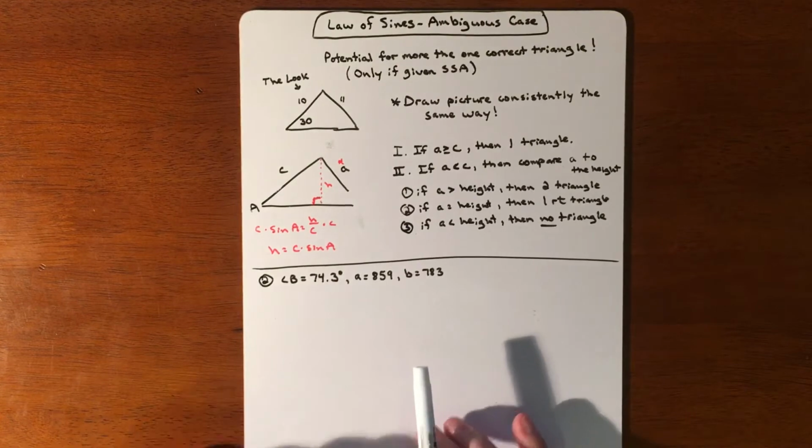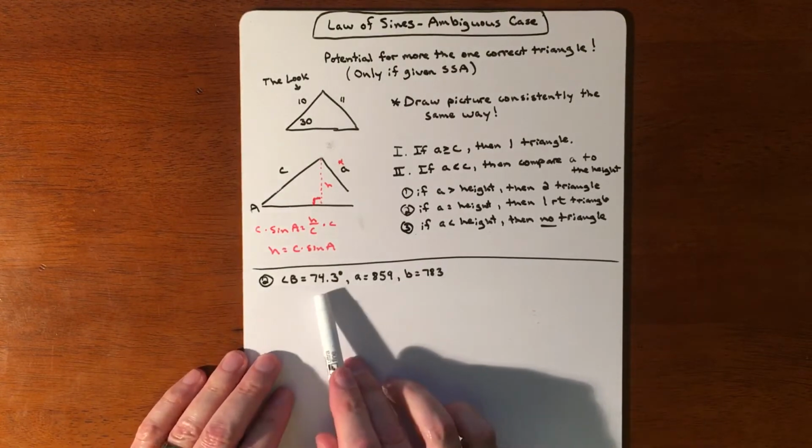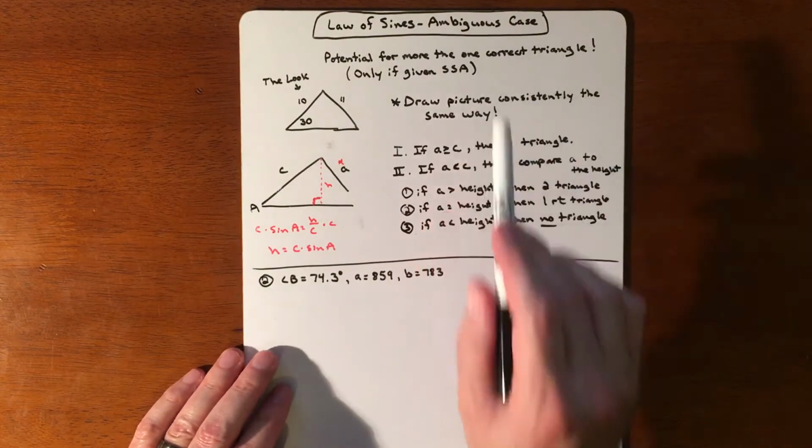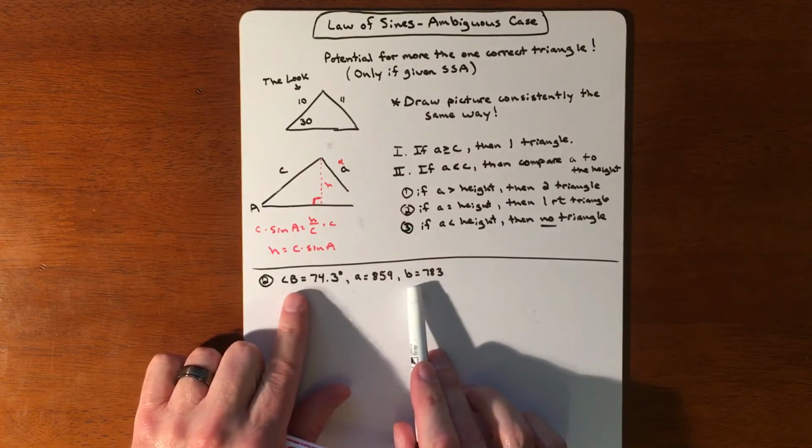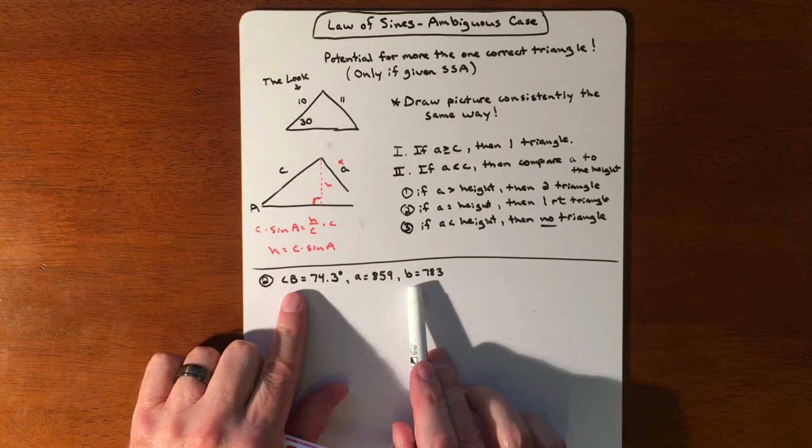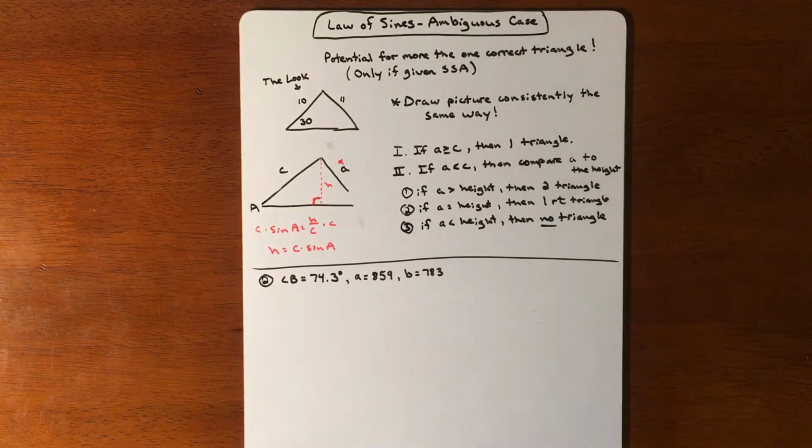So just because you have two sides and an angle doesn't mean that you have a side-angle situation. However, you have the side and the angle across from it. So you have side angle. So we're going to draw a picture.